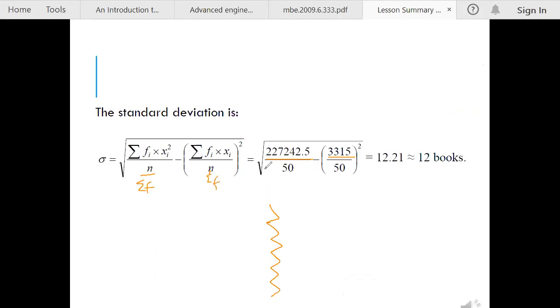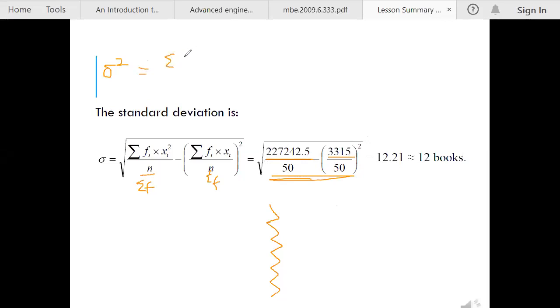Once you put that into the formula and do the calculation, be careful and don't be in a rush, just take your time. That should be 3315 divided by 50, calculate it, and then square. Then this divided by 50, also calculate that. After that, try and simplify the terms under the square root before you find the square root. Do the calculation under the square root for me, because that will give us the variance.